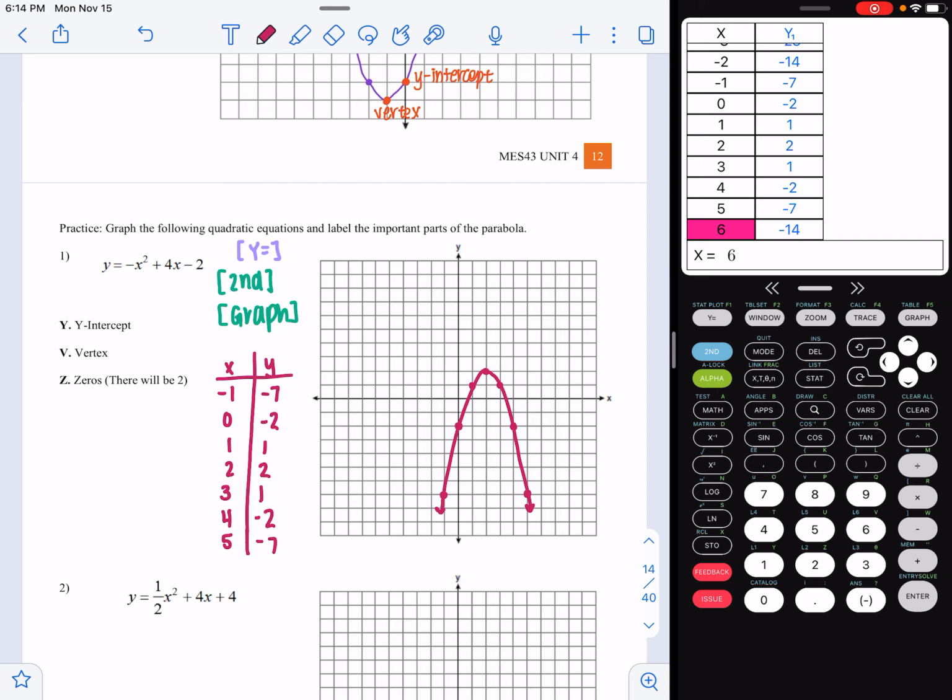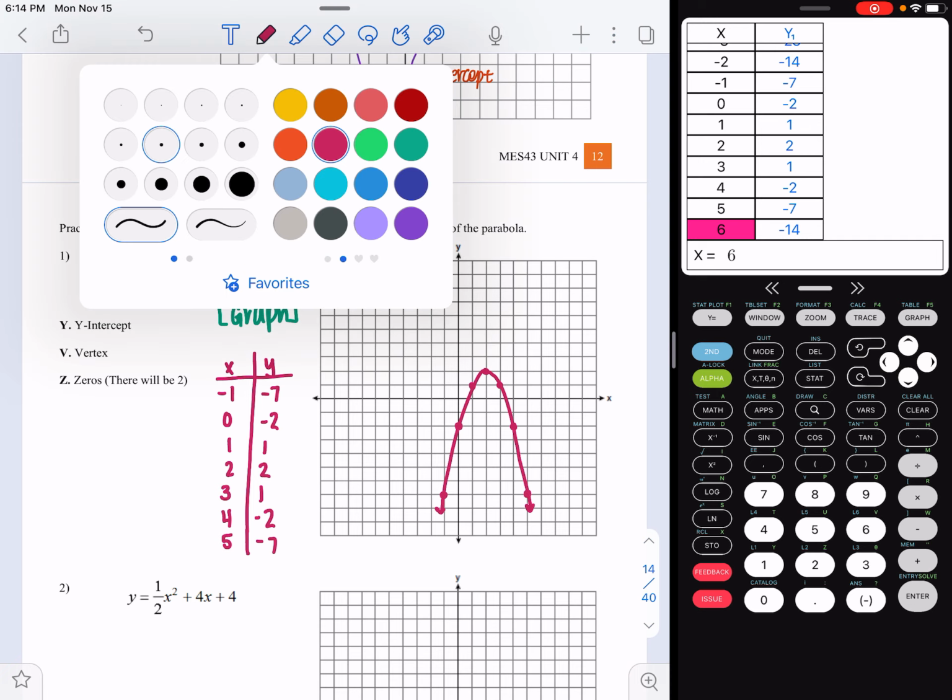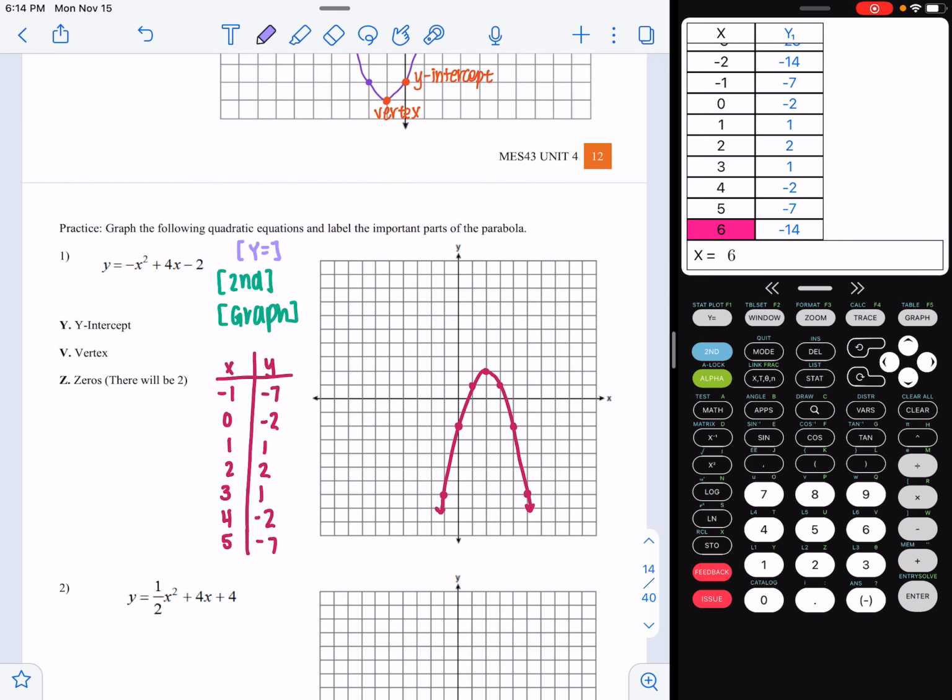And then it says, let's label these different points. So I want to label my y-intercept with a y. Remember, that's where we cross the y-axis. So that's right here. I'll label this y. Our vertex, label that with a V. Our vertex is our turning point, that is here.